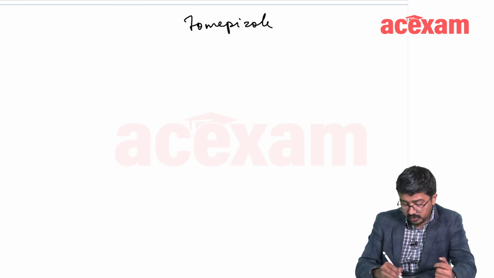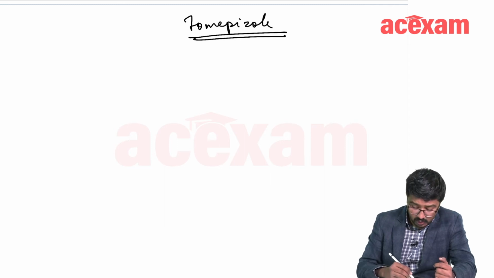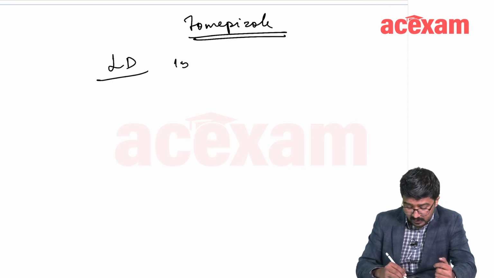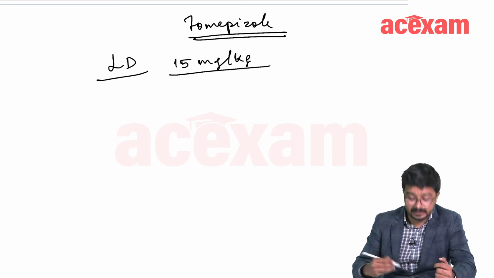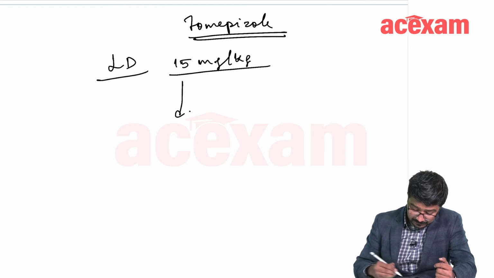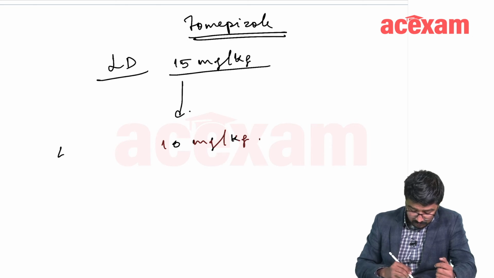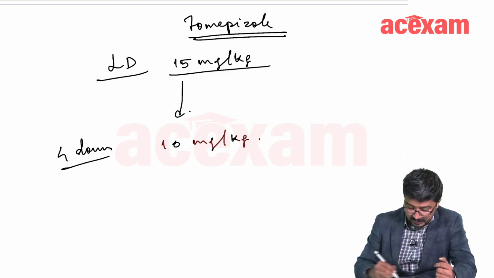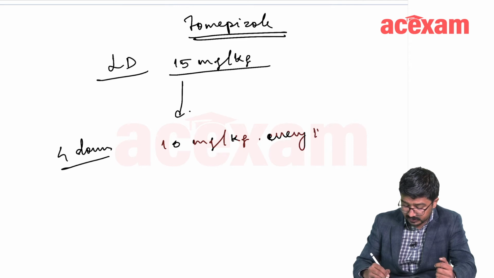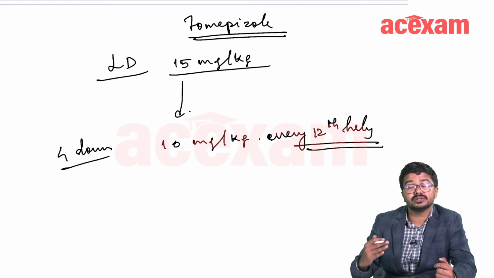So if you see fomepizole, it should first be given with a loading dose. The loading dose is 15 mg per kg. After this, you will be giving a dose of 10 mg per kg, 4 doses, every 12 hourly. So that means you will be giving 4 doses every 12 hourly.